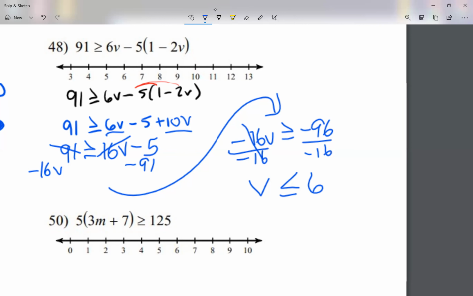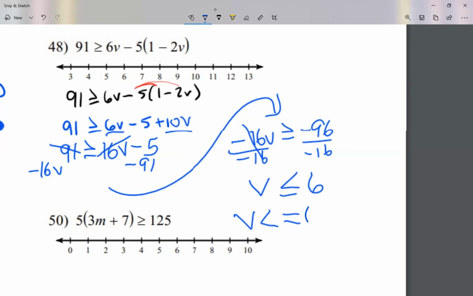Now, how are you going to type that inequality sign? It will go v is less than or equal to 6. If I have to solve it, that's it. V is less than or equal to 6.